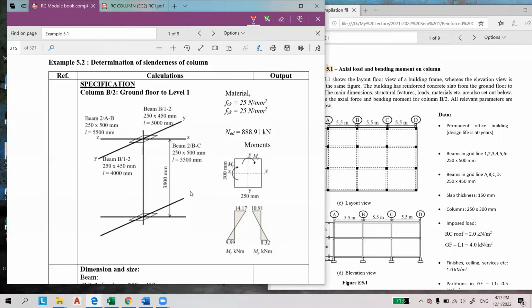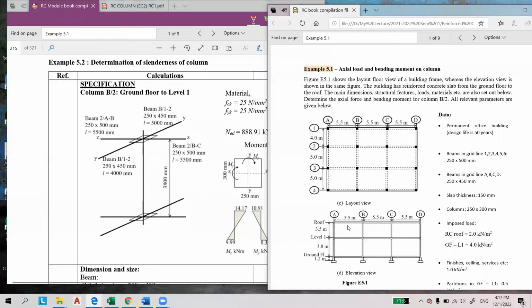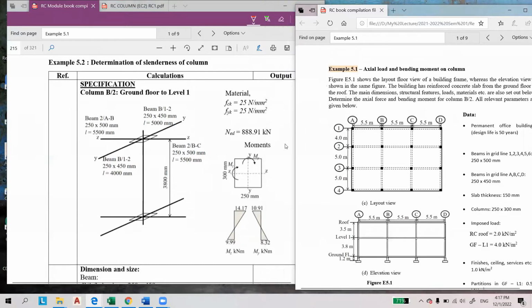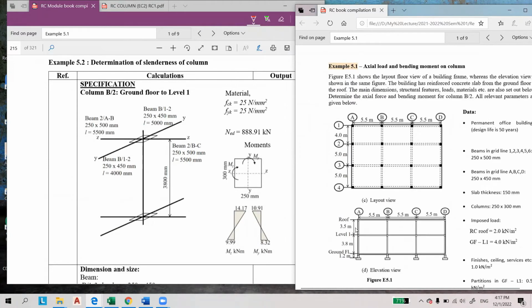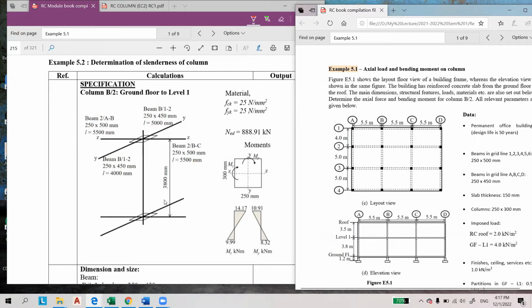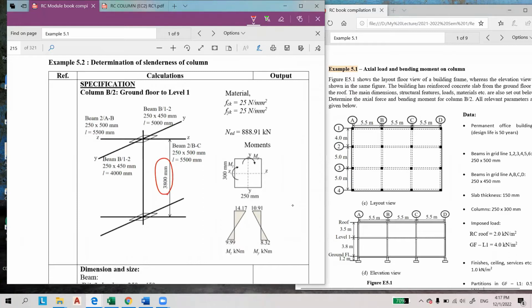So this 3.6 meters here is the total height from the ground floor to the level, as shown in Figure 5.1. Can you see, the ground floor to top level is 3.8 meters. And then this is the beam from B1 to 2, which is 4 meters, and this one should be 2 to 3.